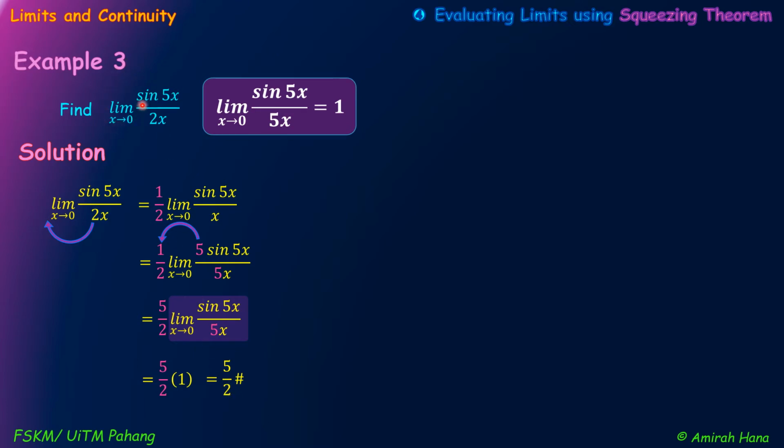From the given question, the denominator is not equal to the angle of sine. So what should we do? We need to adjust the denominator until it exactly equals the angle of sine, so that we can use this squeezing theorem.